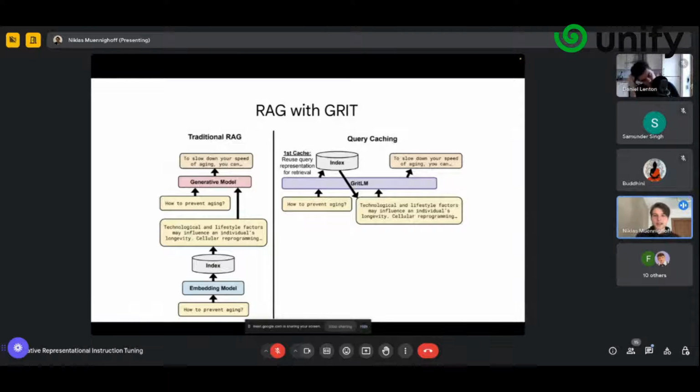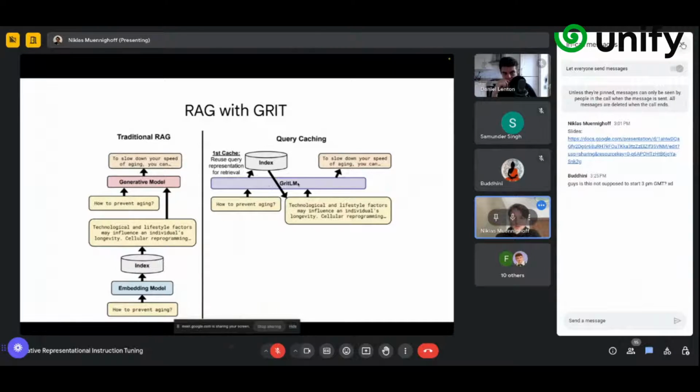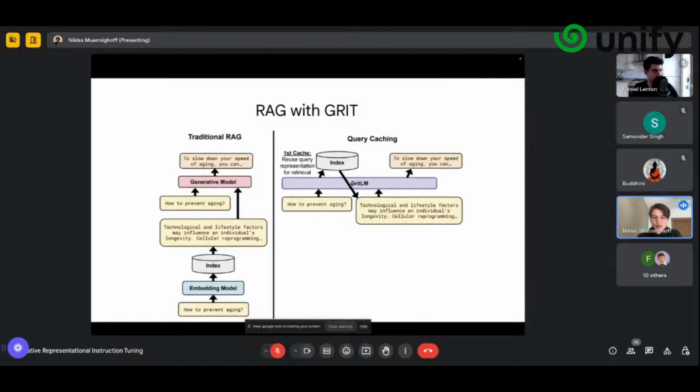So the first technique that we introduce is query caching, where we simply reuse the query representation for retrieval. So it could look like this, where we feed the query or the question into our model, but in this case, it's not a generative and not an embedding model, but a GRIT language model. And then we reuse the hidden states that this model produces for this query and use them to find the document in the index that matches it. And then we feed this document also through GritLM, just like here through the generative model, but we don't have to feed in the query anymore because we can just reuse the previous pass that we did on the query.